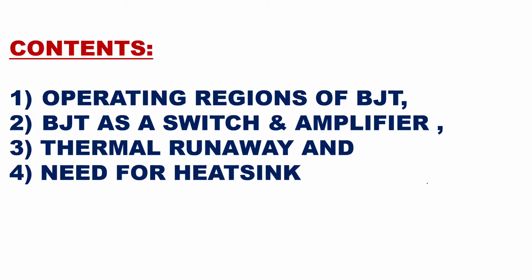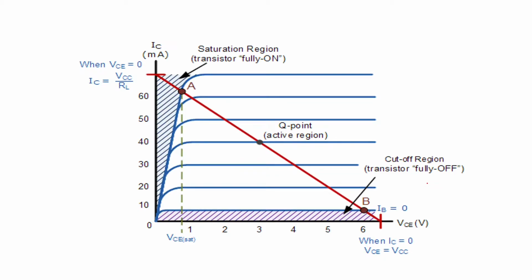The first one, what we have today is operating regions of BJT, what we had already studied in our last class. Second, we'll be having BJT as a switch application. Third, we'll be having BJT as an amplifier, another application. Then we'll be having a thermal runaway as a problem, and then to solve that problem, we'll study why do we need heat sink. So let's start with the topic.